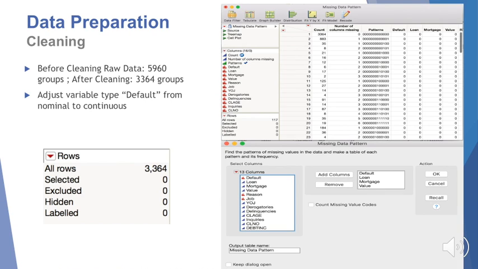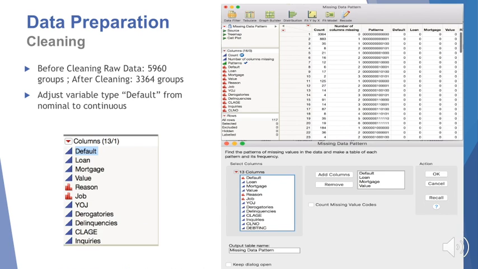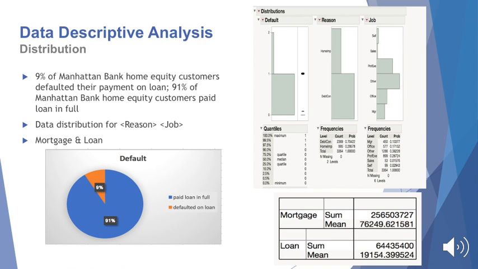Now we need to do data cleaning. Before data cleaning, we had about 6,000 rows of data, but after using the missing data pattern, we finally got 3,300 rows of data. Moreover, we also adjusted the variable type of default from nominal to continuous.